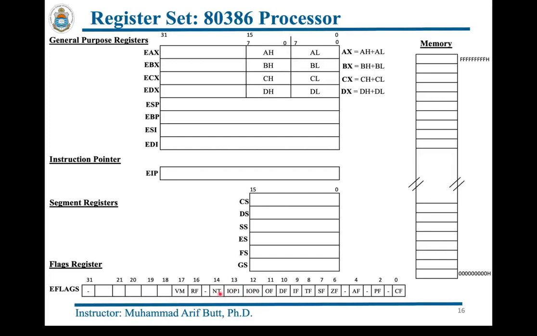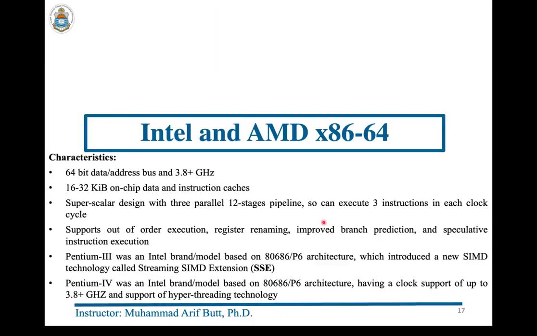So this NT flag at bit number 14 is the nested task flag, indicating that the current task is nested within another task. RF is the resume flag used in debugging, and this VM is the virtual mode flag. Okay, I think enough for 8386 registers. Let's move ahead.